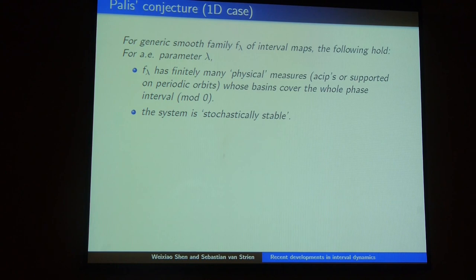More precisely, it claims there are finitely many physical measures, so either they are ACIPs or they are supported on periodic orbits, so that the basins of these measures cover the whole phase space up to a set of measure zero. Moreover, it claims the probabilistic property of the system is actually stable under random perturbation.